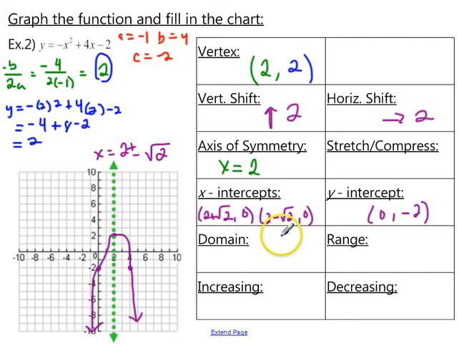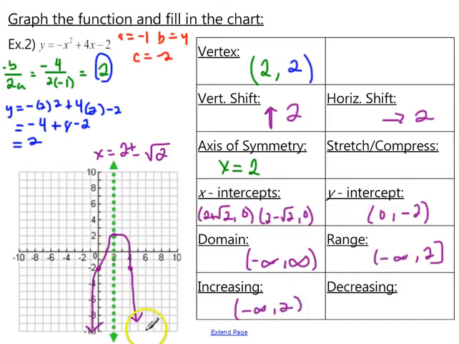And now we can find the rest of our information on our chart. The domain is from negative infinity to positive infinity. The range goes from negative infinity up to positive 2. It is increasing from negative infinity up to 2. And it is decreasing from 2 to positive infinity.